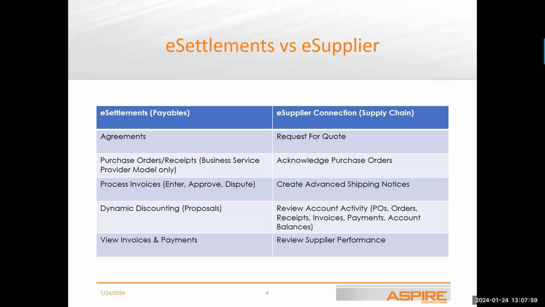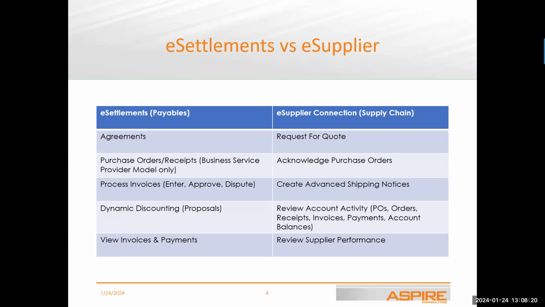It has your agreement with your suppliers, it has your purchase orders and your receipts if you're in business service provider model only. So you can actually enter purchase orders and receipts in eSettlements, again, if you're using that model. And we'll talk about the models in a minute. And I will mention that most organizations aren't going to run business service provider model, but we'll talk about the models in a minute.